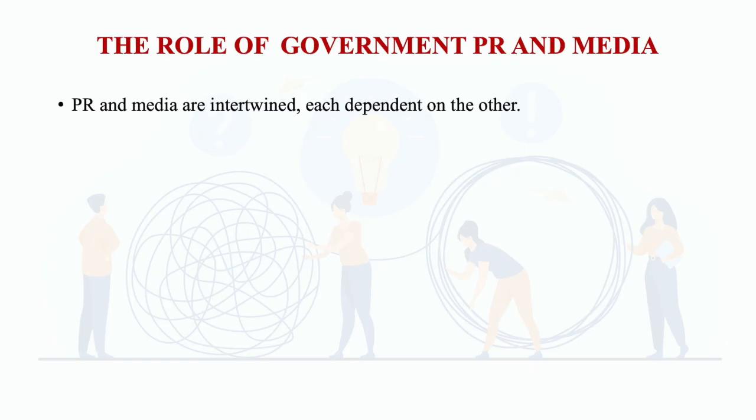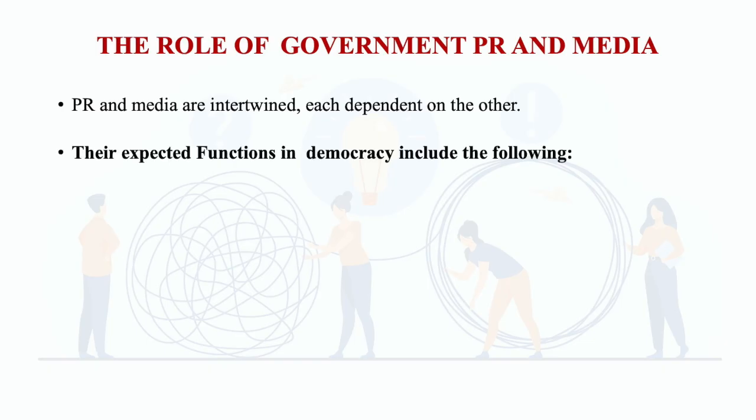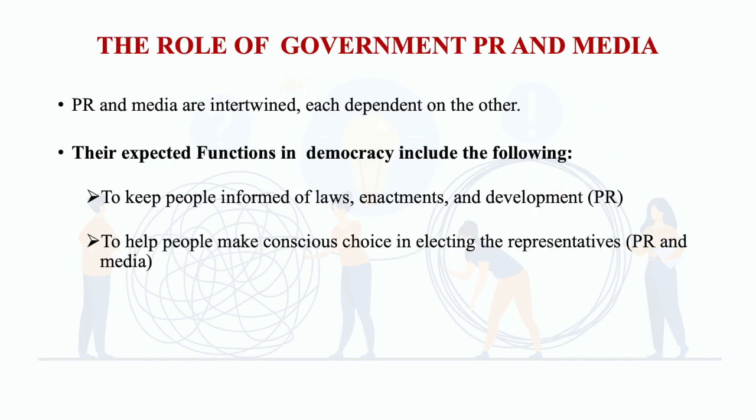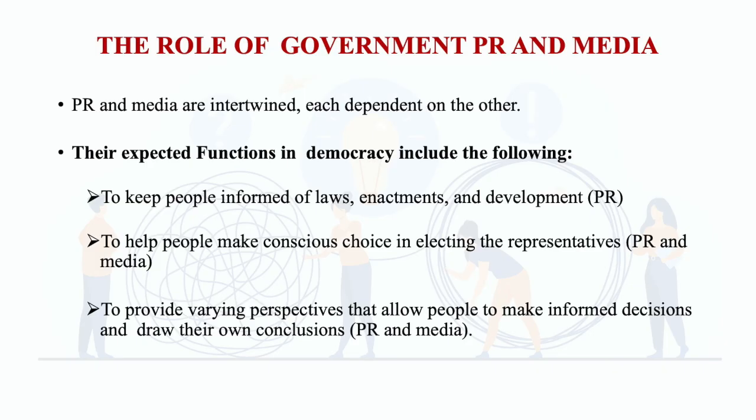Now let's look at the role of government, PR and media. The PR and media are intertwined, each dependent on the other. Their expected functions in democracy include the following: to keep people informed of laws, enactments and development activities, that's purely public relations; to help people make conscious choice in electing the representatives. Here both public relations and media have a role. PR, what the government wants to disseminate; media as an independent interpreter of issues and information, to provide varying perspectives that allow people to make informed decisions and draw their own conclusions.